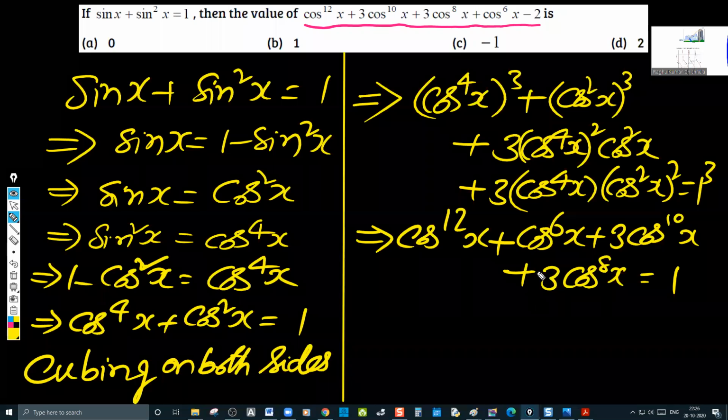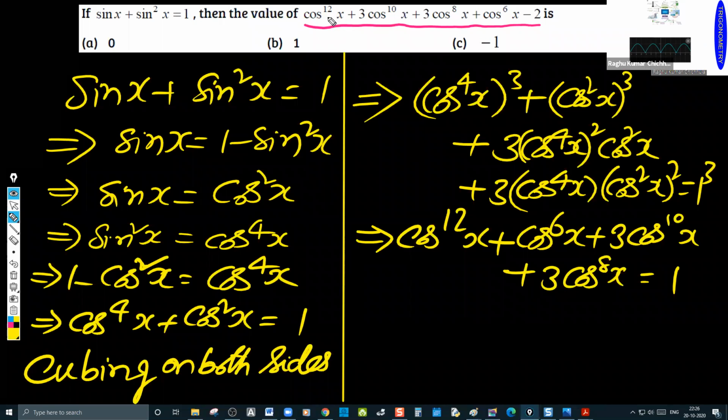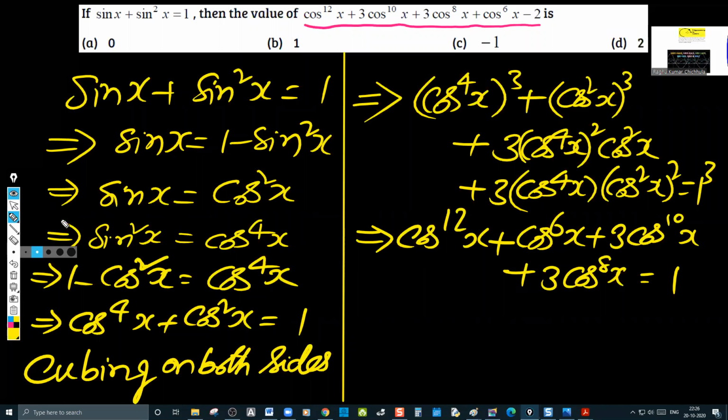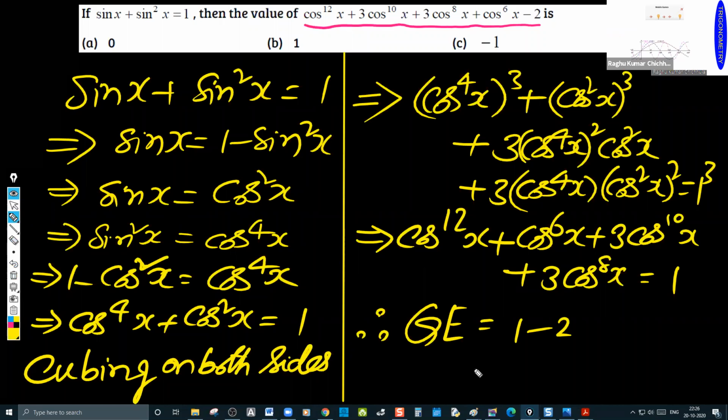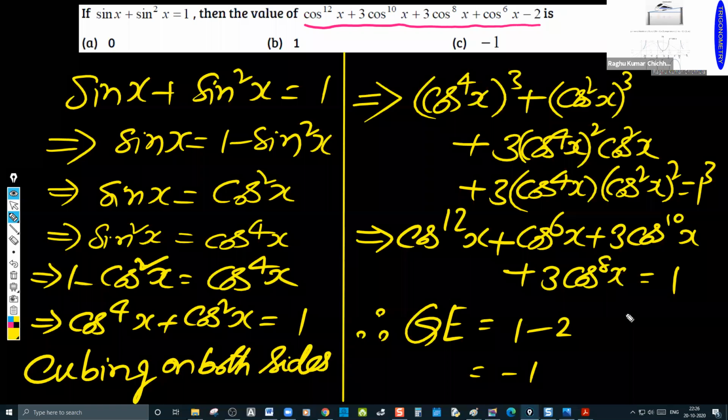Sir, we still didn't get it. Now just check here. Cos 12x is there. Yes, sir. Cos 6x is there. 3 cos 10x is there. 3 cos 8x also is there. So only negative 2 is given in the expression. You tell me please, therefore the final answer. Given expression is equal to 1 minus 2 minus 1.